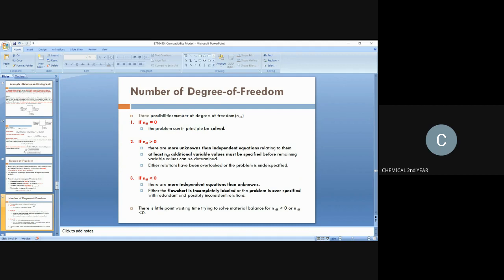Next, number of degrees of freedom. Three possibilities. If NDF is equal to 0, the problem can in principle be solved.